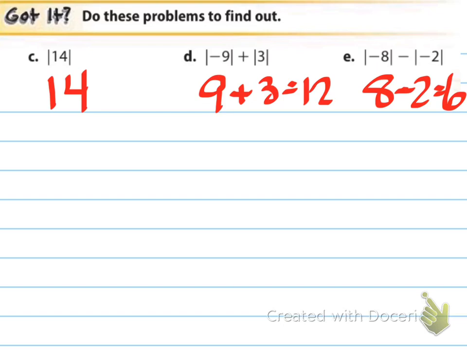All right, so for C, we're just talking about a standard 14. The absolute value of 14 is 14. D, the absolute value of negative 9 plus the absolute value of 3. We're going to do the absolute value of negative 9, which is 9, the absolute value of 3, which is 3, and then we can do 9 plus 3 is 12. For E, the absolute value of negative 8 minus the absolute value of negative 2. We find those absolute values first, which will be positive 8 and positive 2, and then we subtract and we get 6.